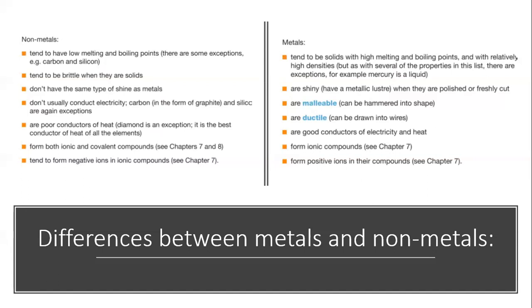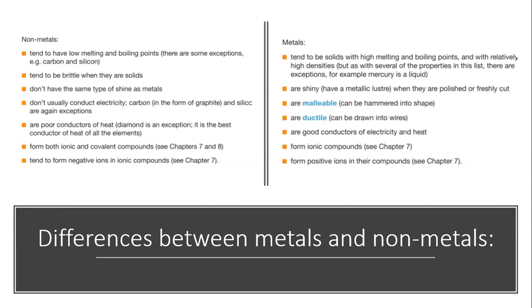And they also have high density. They're really dense because they're very closely packed with each other. Non-metals, on the other hand, will have low melting points and low boiling points. Metals are shiny, non-metals are dull. Metals are malleable and ductile. Non-metals are brittle, just like ionic compounds, they're brittle. They break very easily. And non-metals cannot conduct electricity. Metals can conduct electricity and heat as well.